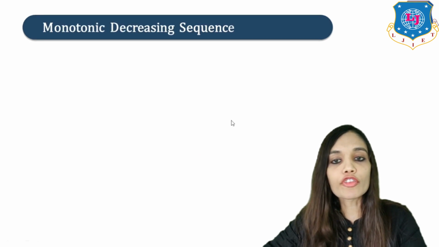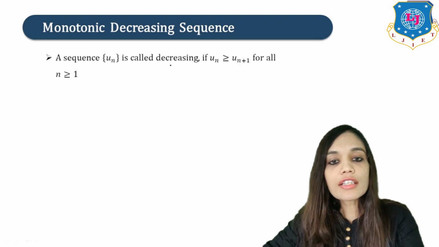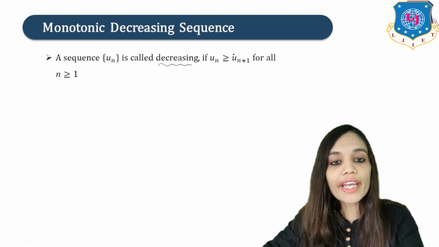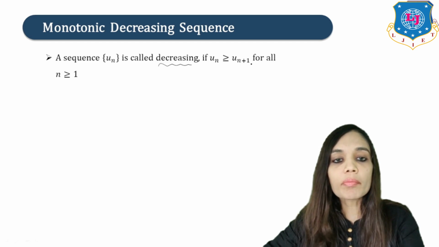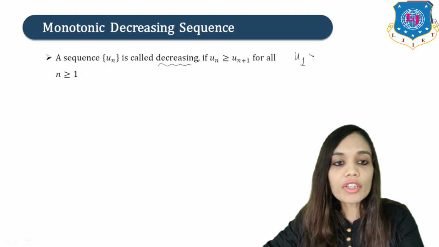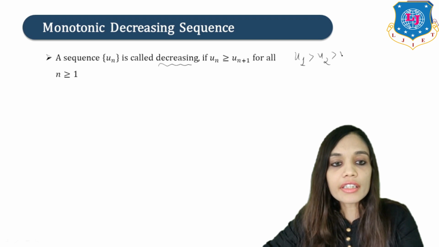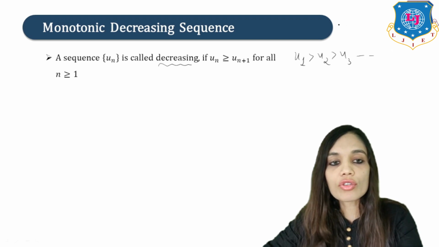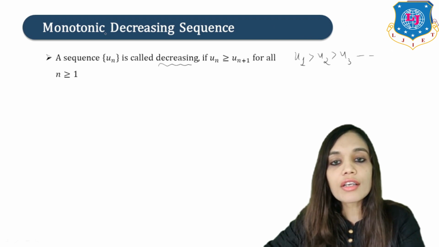Now let's see the definition of a monotonic decreasing sequence. A sequence Un is called monotonically decreasing if Un is greater than or equal to Un plus 1 for all n greater than or equal to 1. That is, U1 will be greater than U2, greater than U3 and so on. Such types of sequences are known as monotonic decreasing sequences.